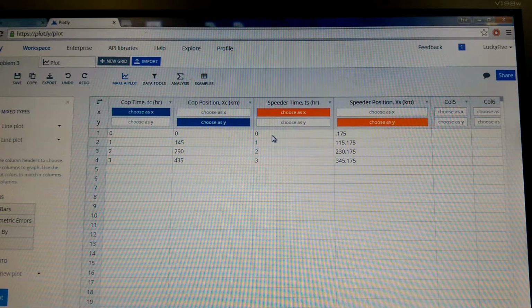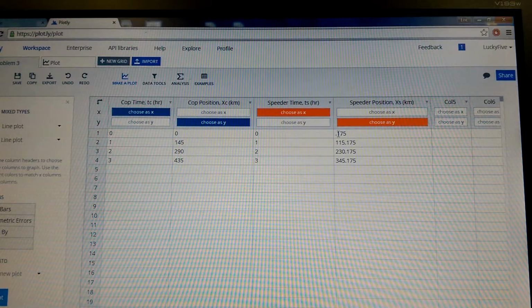I do the same thing for our speeder. You notice at the 0 mark, he is at the 175 meter mark, or 0.175 kilometers. He is traveling 115 kilometers an hour, so after the first hour, 115. After 2 hours, he's gone 230, and after 3 hours, he's gone 345 kilometers.